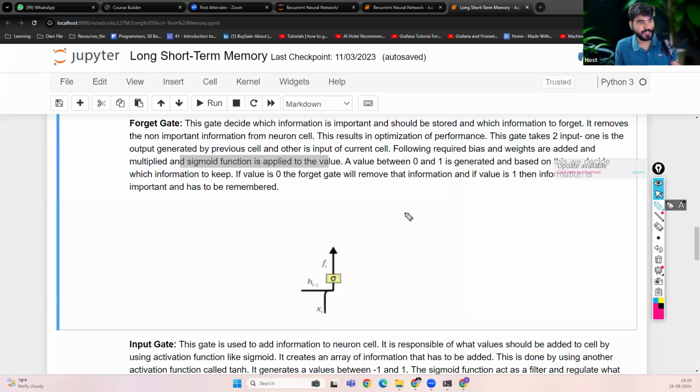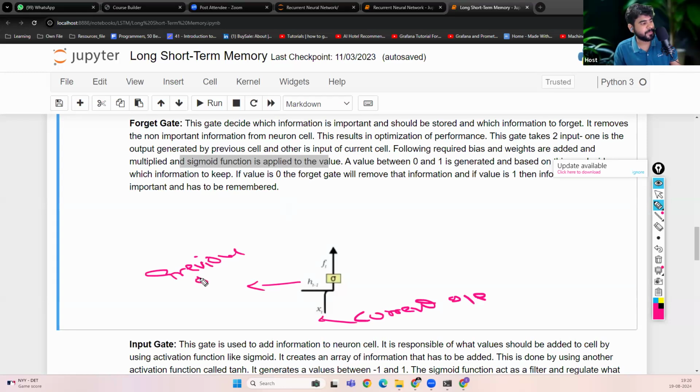As you can see, here we have x of t. What is this particular x of t? It's the current input. h of t means the previous output as an input that we are sending. f of t means the forget gate.